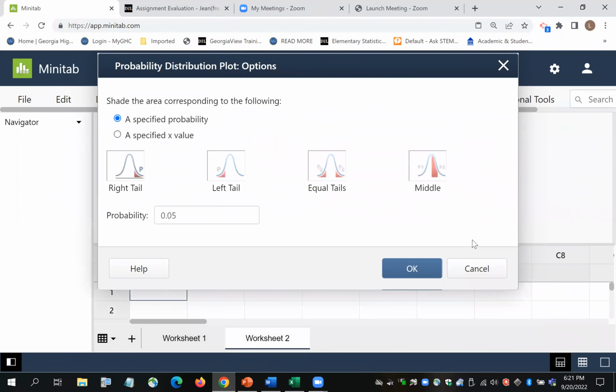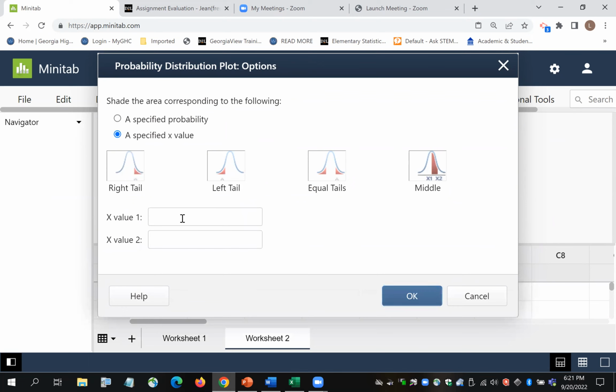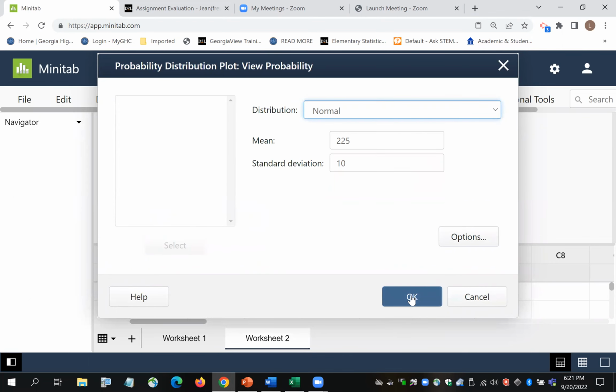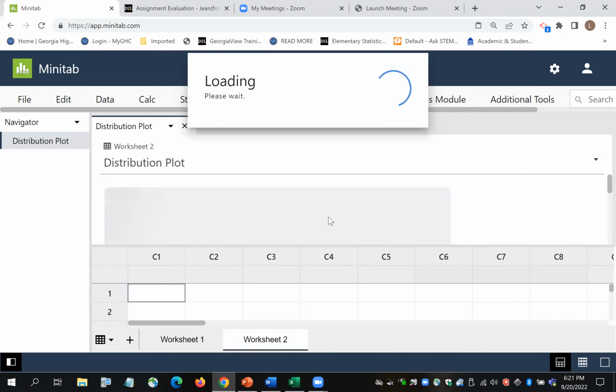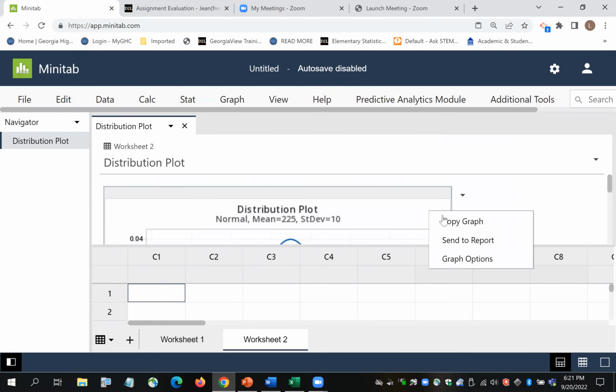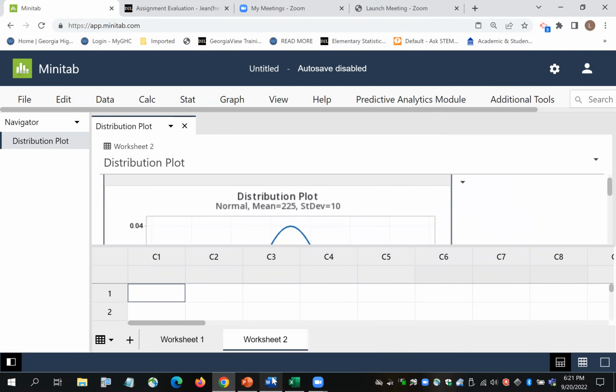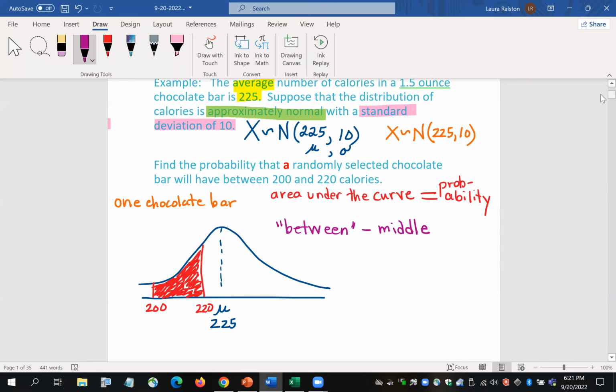Then I go to options. I have a specified X value. Again, the between, they call it a middle. And we are between the values 200 and 220. I click OK. OK again. And my graph appears in the top. And I'm going to copy it over to my document so you'll be able to see it better.